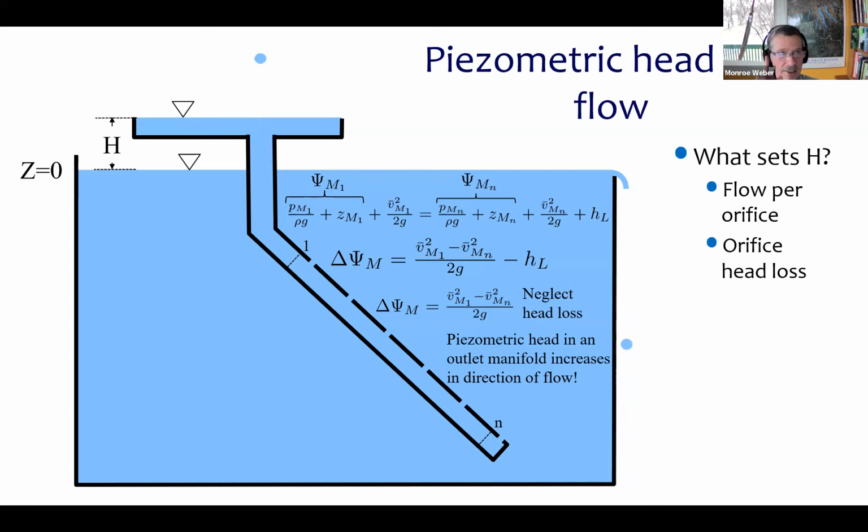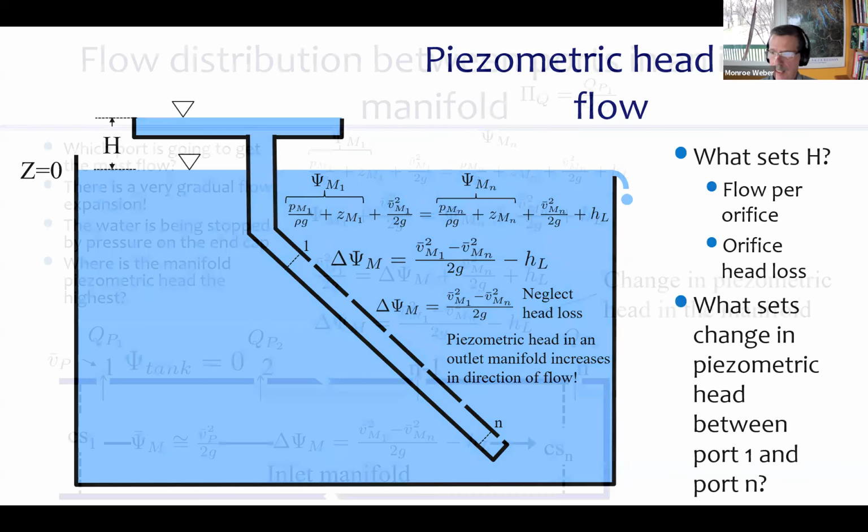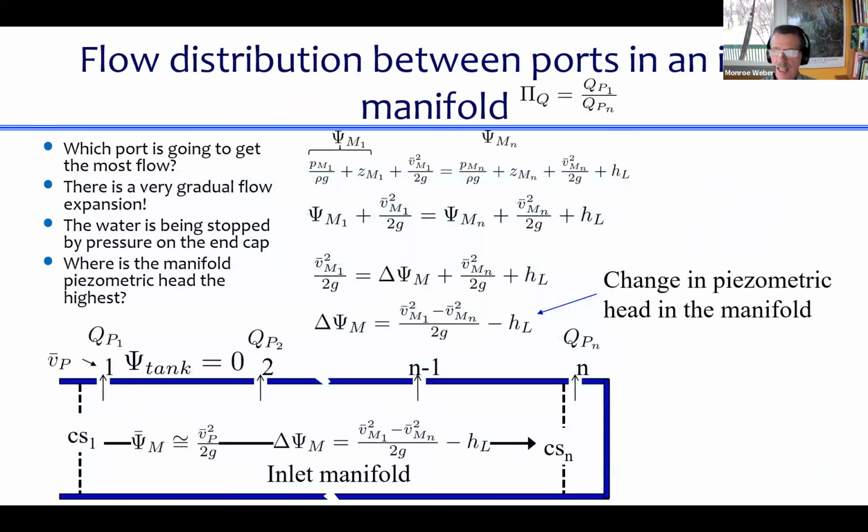If there's significant head loss, that changes the equation. Because remember, I dropped head loss off the equation here. But there often isn't significant head loss in these pipes. So the change in piezometric head is due to this change in kinetic energy. It's about the kinetic energy term in the energy equation, and the fact that there's a change in kinetic energy and it's being converted into potential energy.